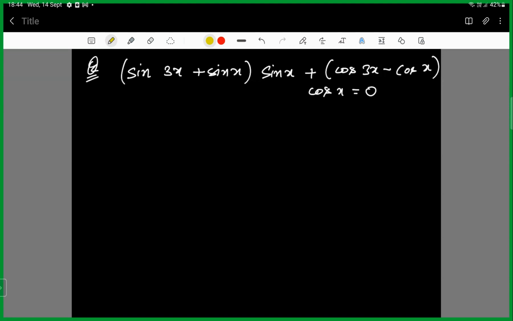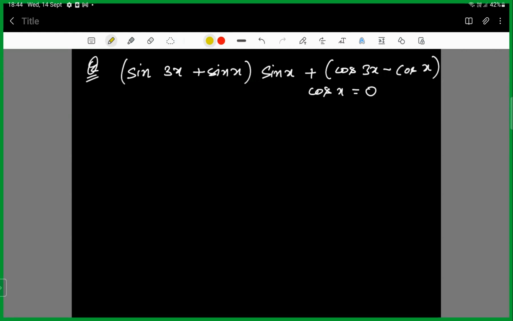Sin. It's written here, no? Sin A plus sin B, cos A minus cos B. Very simple, right? Let's do it. Or there is one more thing we did, we can just directly multiply.